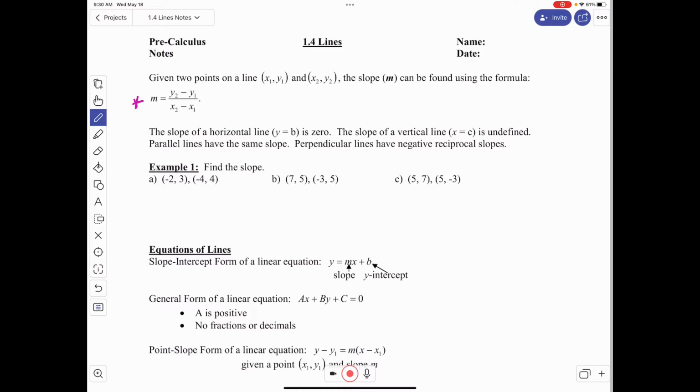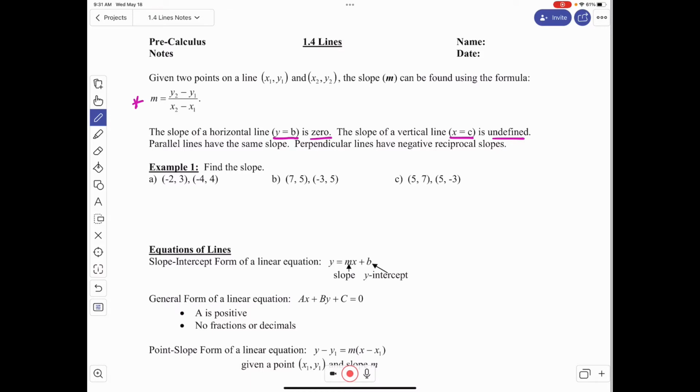So remember, the slope of a horizontal line, y equals b, is considered 0. So a horizontal line, slope is considered 0. The slope of a vertical line, like if you have x equals c, where c is some number, is going to be undefined. Okay, so a vertical line is undefined. A horizontal line is going to be 0.